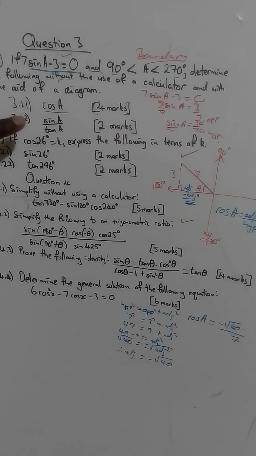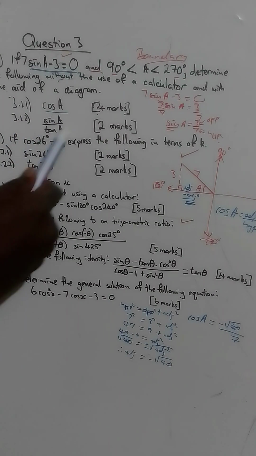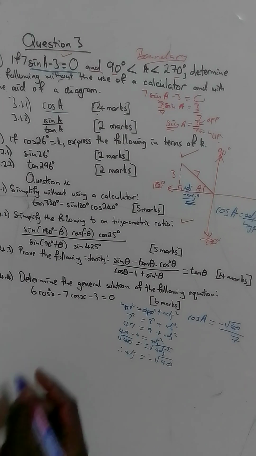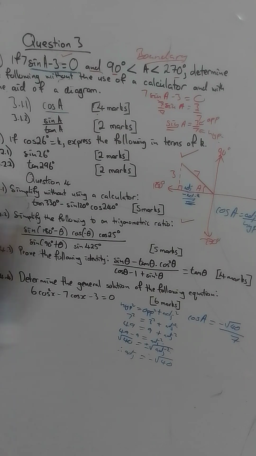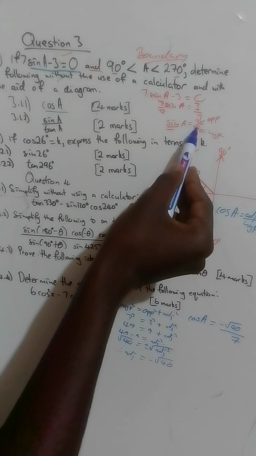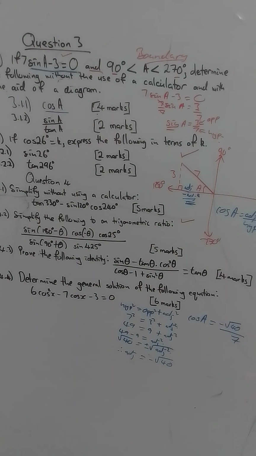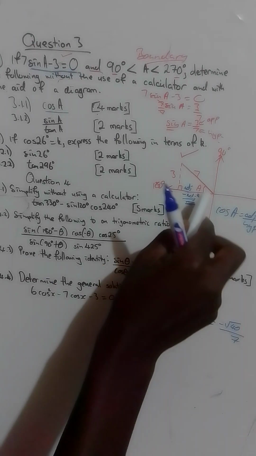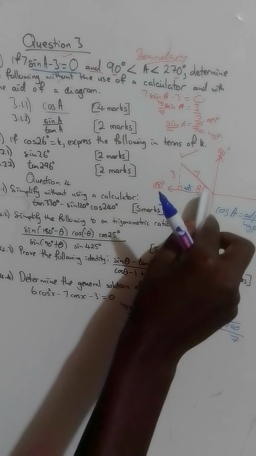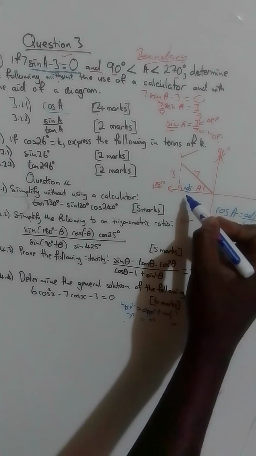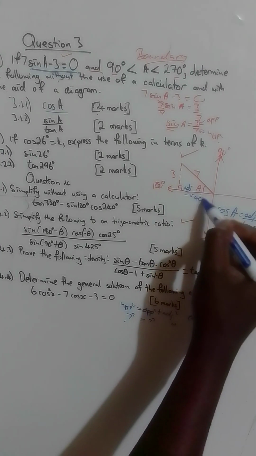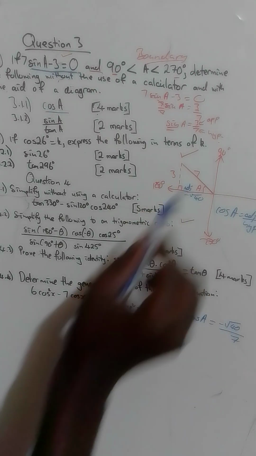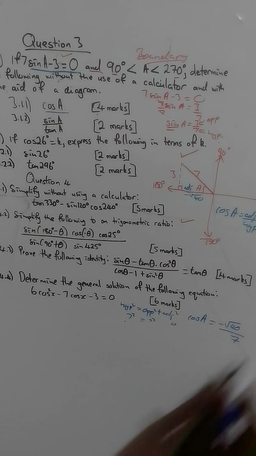Question 3.1.2 now requires that we find sin A over tan A. What is sin A over tan A? Now, we say sin, we already know that it is 3 over 7. What is tan? Let's update our diagram. Our adjacent is negative square root of 40. So our tan is opposite over adjacent.